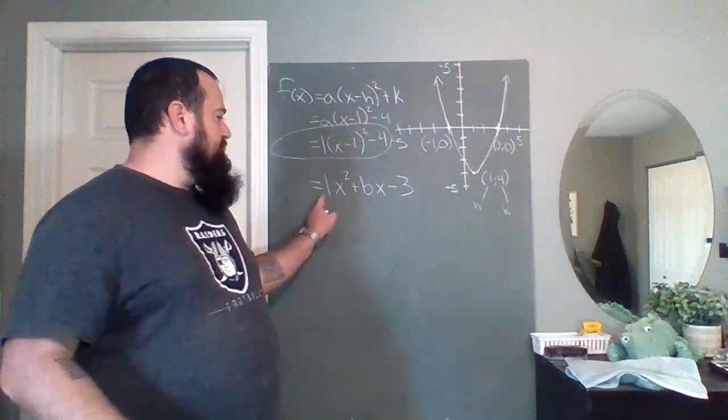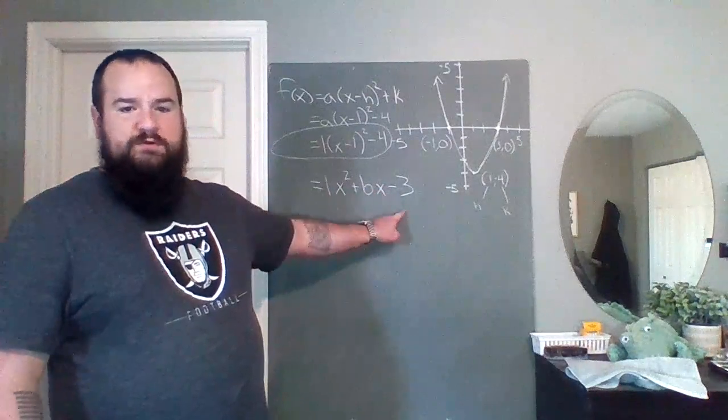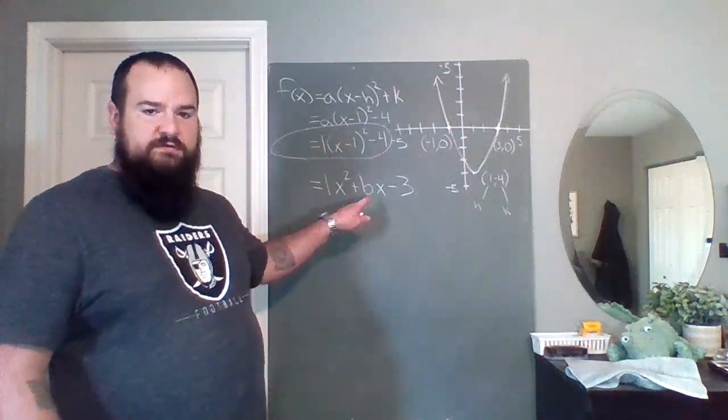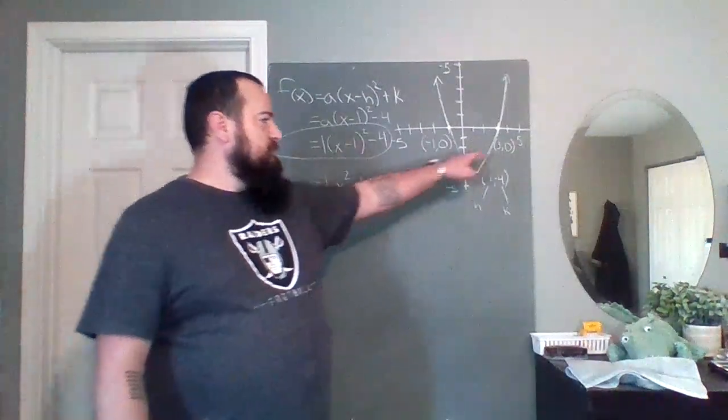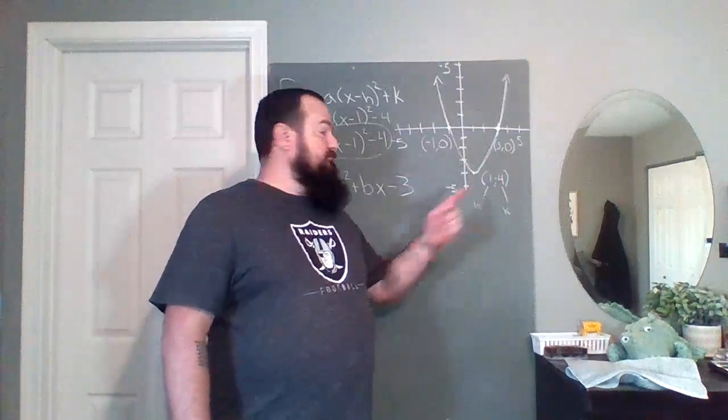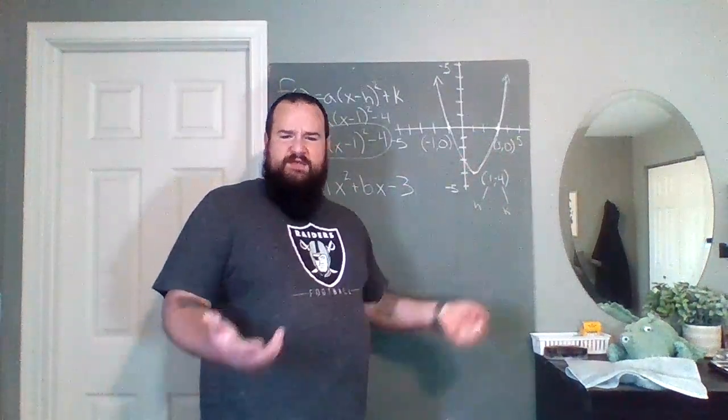So we are down to having one unknown value. We know what our a is. We know what our c is. x is our variable. We don't know what b is. So to find b, I'm going to use this point, 3, 0. And we could use any of these points, but 3, 0 is a nice one to work with.